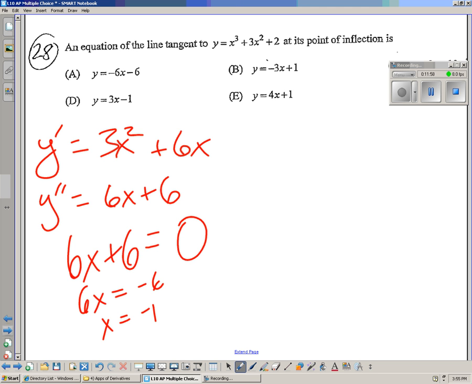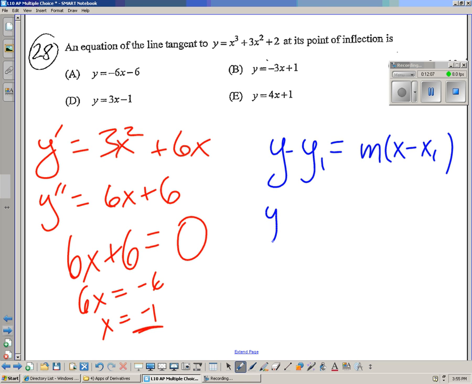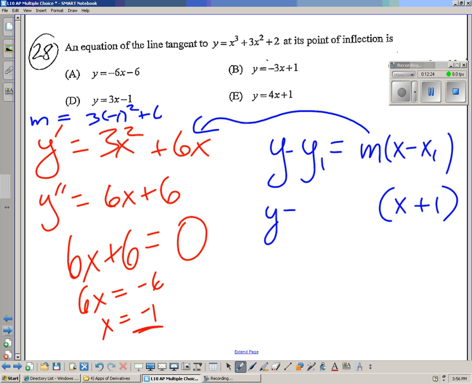And we want to write the equation of the line tangent to that at the point of inflection. So the point of inflection, we know our x coordinate's negative 1. Tangent line equation, y minus y1 equals m times x minus x1. Well, we know the x value now is negative 1, so this will become x plus 1. The slope will be gotten by plugging in that x value into y prime. So that would be 3 times negative 1 squared plus 6 times negative 1, which is negative 3.